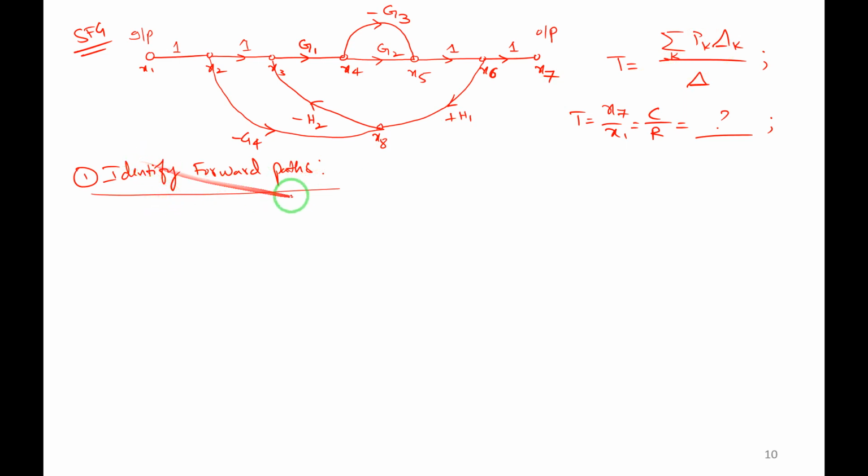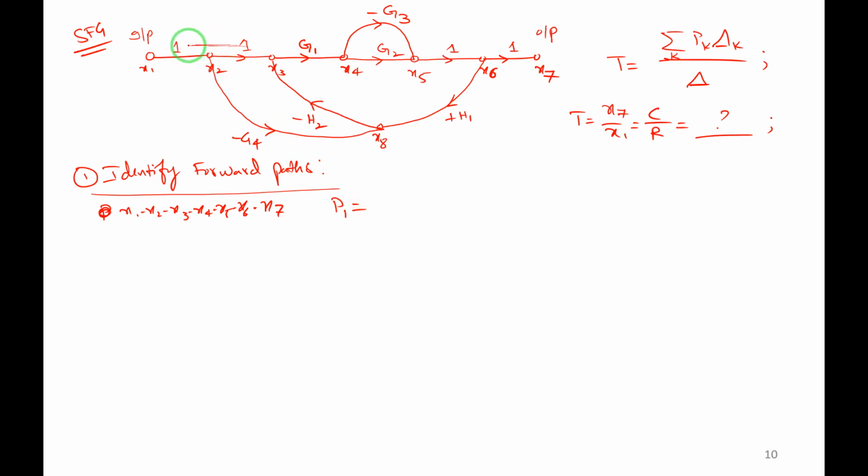Okay, identify the forward paths. Yes, I'll write the first forward path, P1. Let me write the path x1 to x2, x3, x4, x5, x6, x7. If I go from input node to output node like this, this is the forward path. So what is the gain of that?